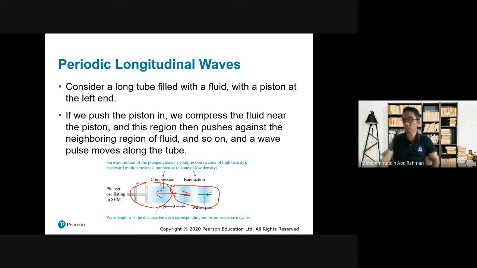We see the blue, blue and blue, and the white, white and white. Between blue and blue, we consider that as one wavelength, or we can also use white to white to calculate the wavelength, right?